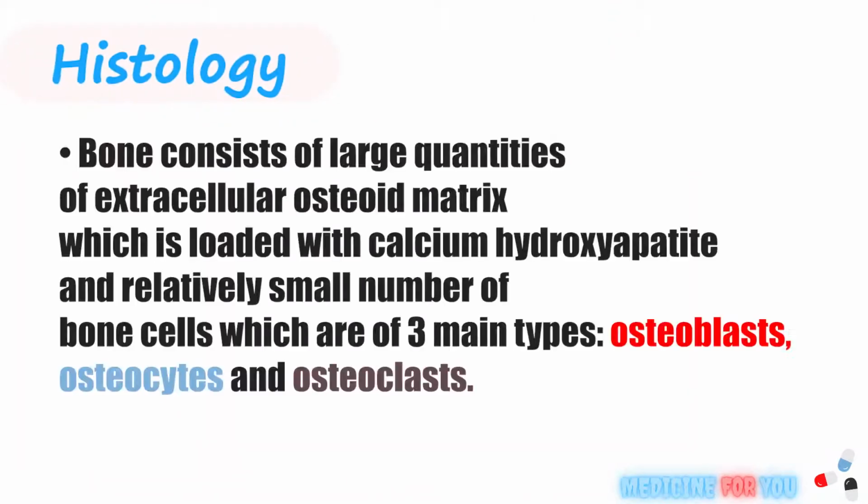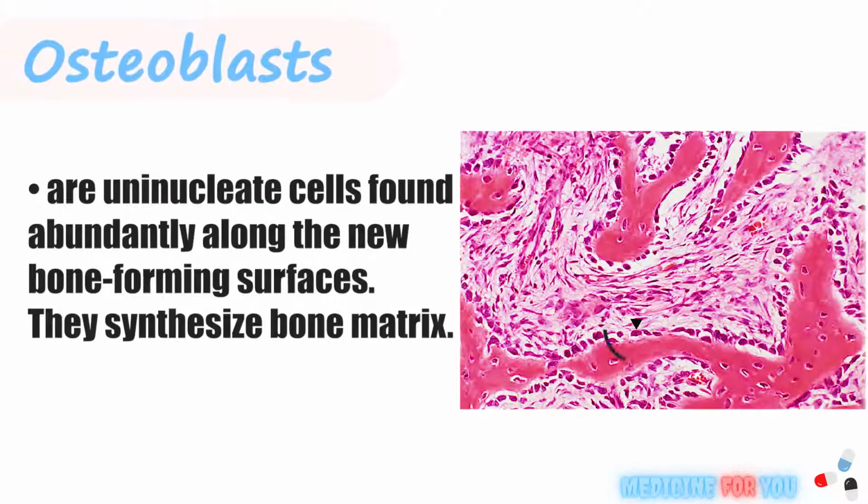Histology. Bone consists of large quantities of extracellular osteoid matrix which is loaded with calcium hydroxyapatite, and a relatively small number of bone cells which are of three main types: osteoblasts, osteocytes and osteoclasts. 1. Osteoblasts are uninucleate cells found abundantly along the new bone-forming surfaces.